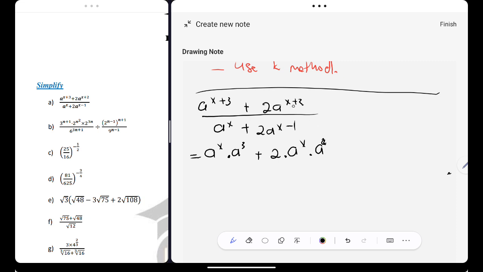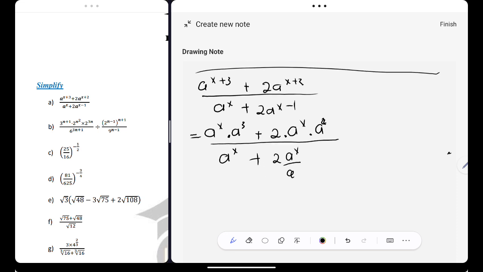Here my exponents were adding as well, so that means they were multiplying, all over a to the power x plus 2 to the power. Here they are subtracting. It simply means that my bases were dividing one another together. But whenever I deal with fractions, guys, I don't want to have fractions within a fraction. That means I must remove this guy. How can I do so?